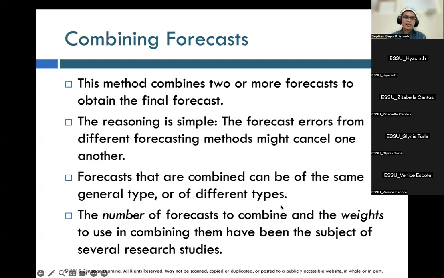Okay, how can we combine our forecasting or our predictions? The reason is simple, because sometimes our predictions or forecasting contain some error of data. What kind of error of data? It could be an outlier or maybe a mistake in the data. So it affects our forecasting methods or our forecasting analysis.